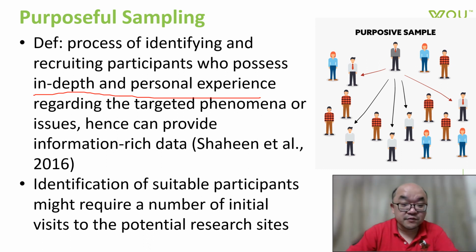So this might actually require several visits to the potential site. The idea is that you might not know who would be a good informant. Again, think about the example just now where you want to gain information regarding the experience of nurses when they are caring for the elderly during the COVID-19 time. You might actually need to go to the hospital, talk to several of the nurses first, and gauge who would be a good informant in this case.